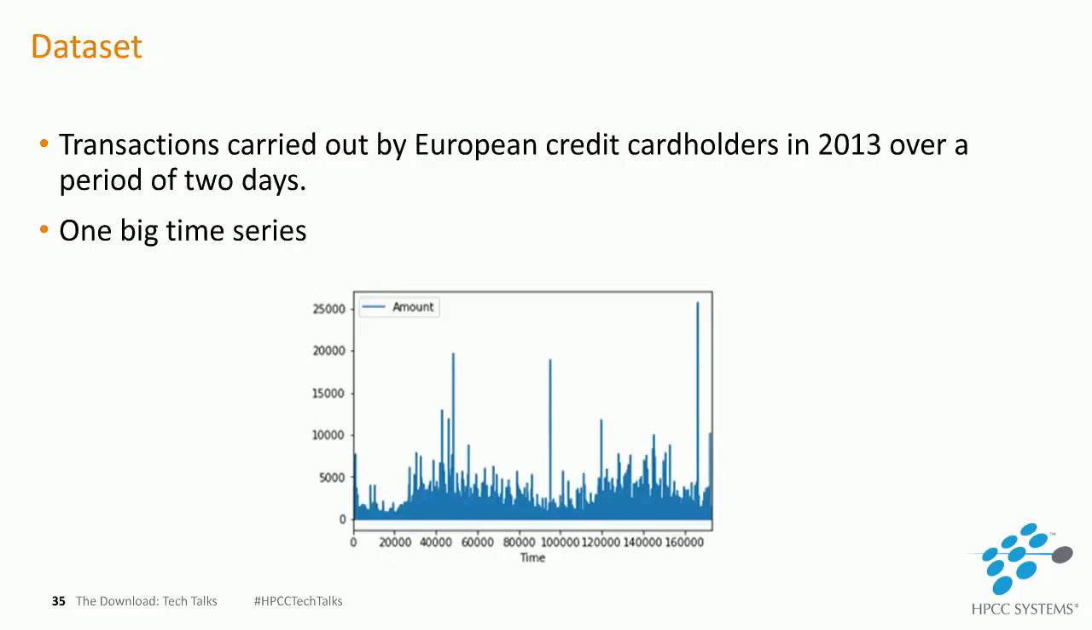Coming to the data set, it is available on Kaggle. It's basically transactions carried out by European cardholders over a certain period. This data set is essentially one big time series, which will be clear if you look at the plot at the bottom of the slide. It's a plot of the amount versus time elapsed. You can sense that it's just one big time series, and it's our problem to get it into a fixed format to be used for a machine learning algorithm.